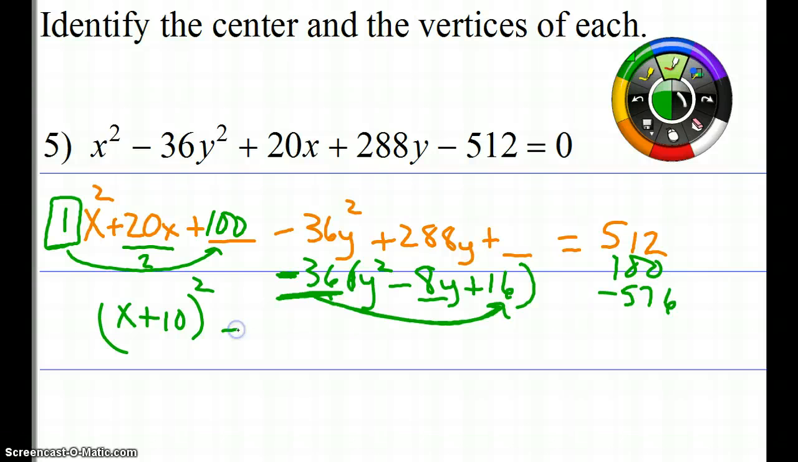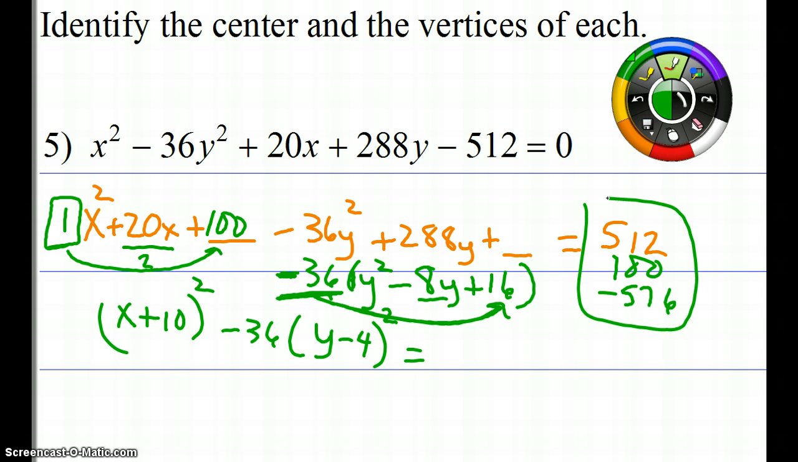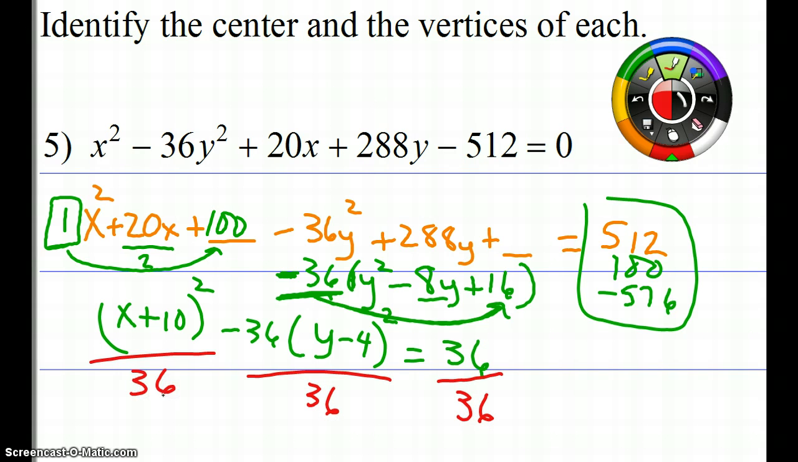And then when you complete this square, you get a negative 36. Keep that coefficient there. Half of 8 is 4, quantity squared. And let's clean up this side. So negative 612 minus 576 is equal to a 36. And now, just like we did with the ellipses, we're going to divide everything by that coefficient. And then this is going to get this real close to standard form. So what will standard form be?